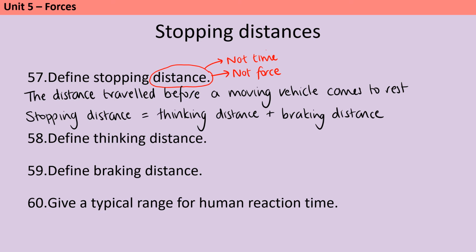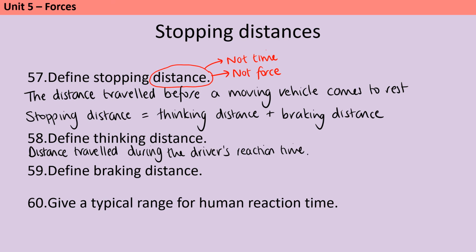Thinking distance is the distance that the vehicle travels during the driver's reaction time. So it's not about the time when the driver is consciously thinking, oh, there's an obstruction in the road, maybe I should press the brakes. It's the actual reaction time between when they start making that decision and when the nerve signal actually makes it to their muscles. Then braking distance is the distance that is travelled while the vehicle is under the braking force. So how far does that car go while your foot is on the brake?